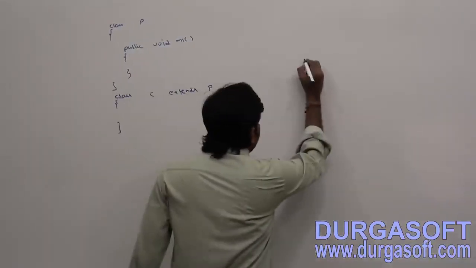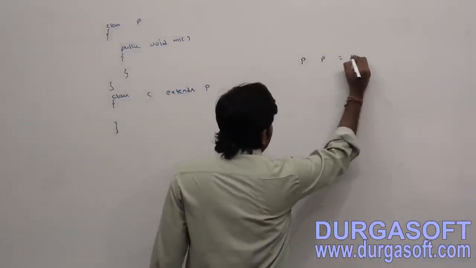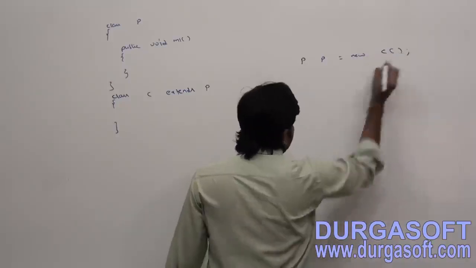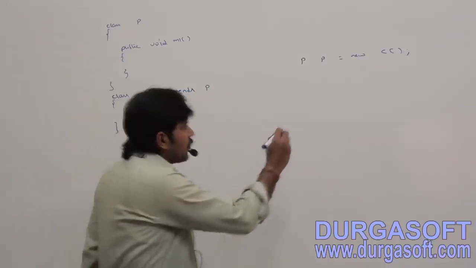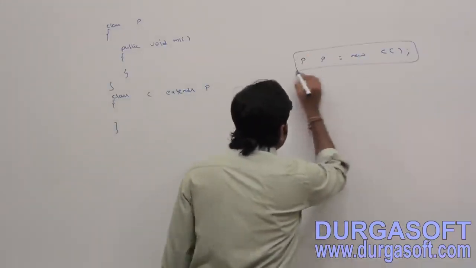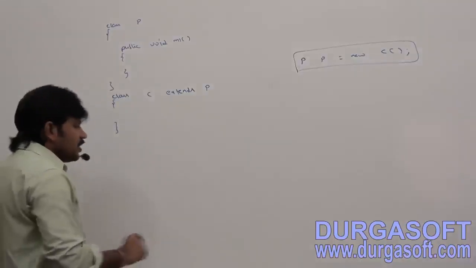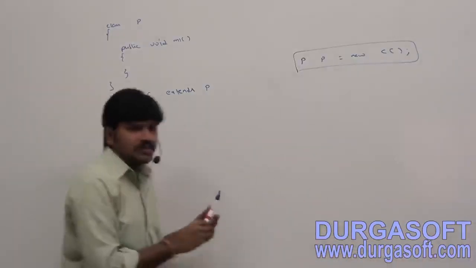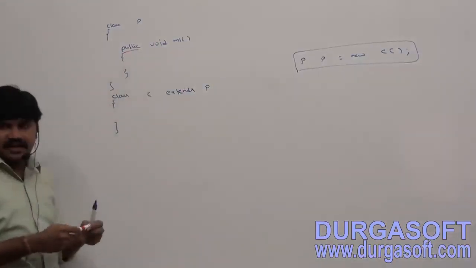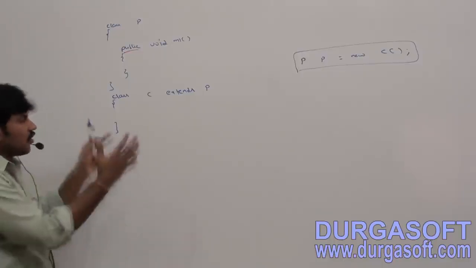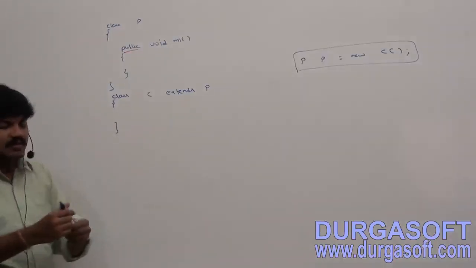Now, P p = new C(). Assume that parent P is equal to new child. A parent reference can be used to hold a child object, right? Yes, this method is a public method. An outside person also can call this method. Correct or not? Yes, any person can call, either local persons or outside persons.